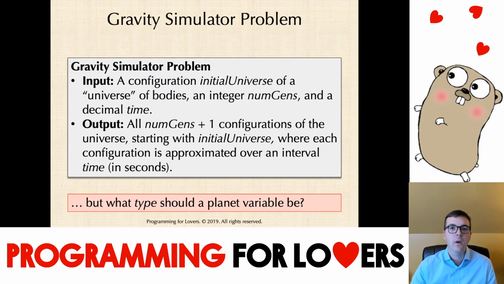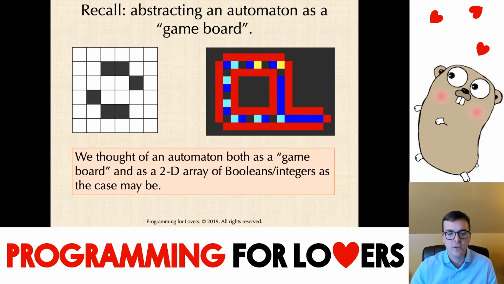We're familiar with working with arrays or strings, integers, these types of typically built-in types. And we need to make some abstractions here. And so I'll have you recall that when we worked with cellular automata, we thought of these as a game board. Behind the scenes, we thought of them as a 2D array or slice of booleans or integers, as the case was, whether we were working with a 2-state system where it made sense to use booleans, or a k-state system where we needed to generalize the type of each cell to an integer.